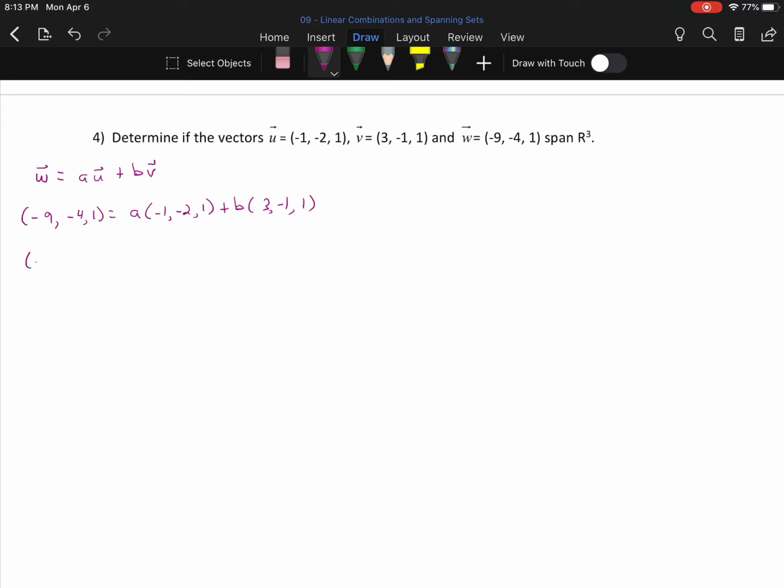So, same setup as before. Can these be made up as a linear combination of these other two vectors? Same steps as the previous ones, multiplying by a, multiplying by b, and then I build my three equations. The x component equation, negative 9, will have to come out to negative a. Oh, won't that be easy to solve? Oops, I didn't add those together. Sorry, another step in here.